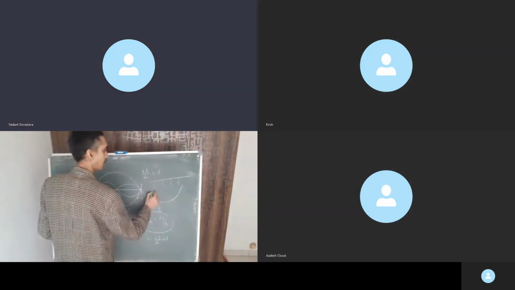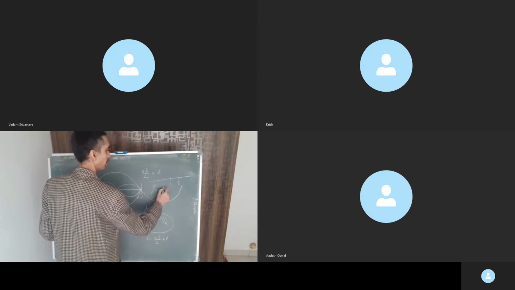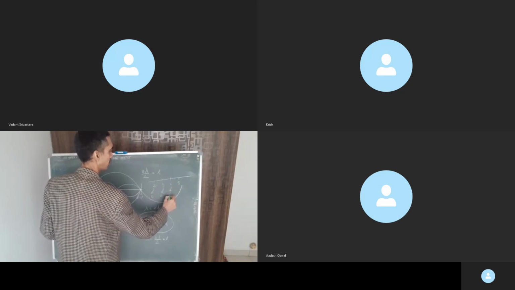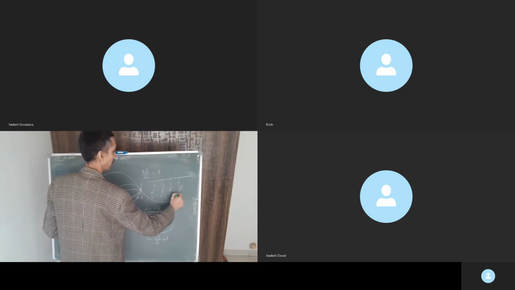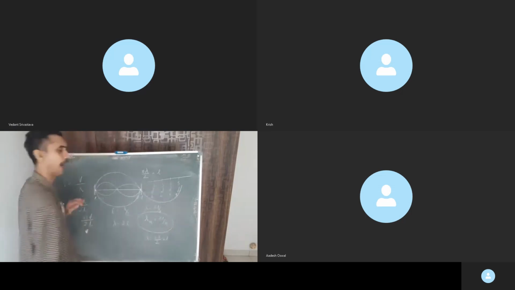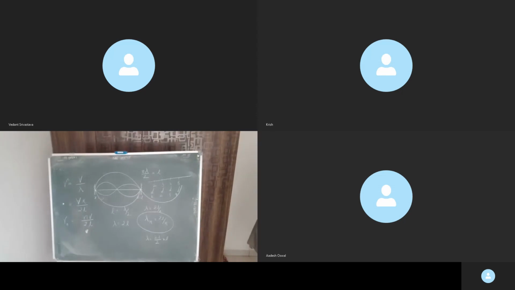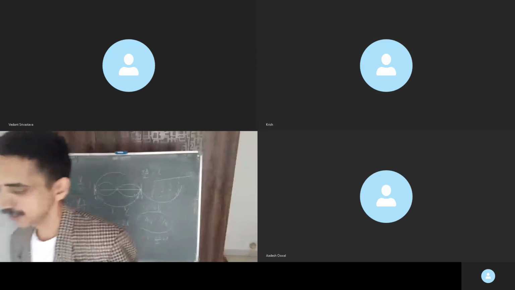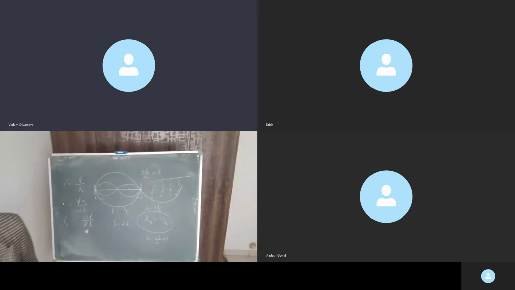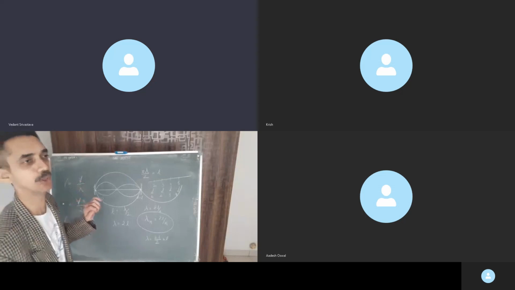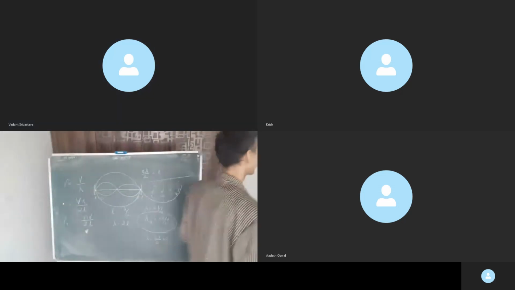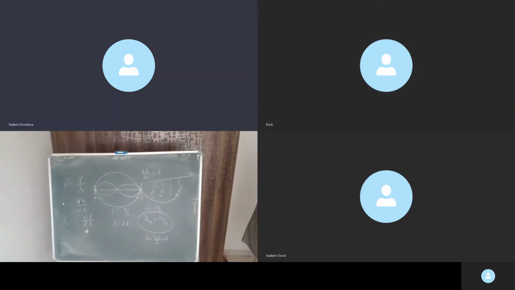So the second harmonic will be read as the first overtone. Third will be read as the second overtone. Fourth will be read as the third overtone. Fifth will be read as the fourth overtone. Got it? Yes, sir. This is what we mean by overtone. Clear? Please be very careful. The reading may change when you go to the other string formation. This is true for the string which is fixed at both the ends. Got it? Yes, sir.